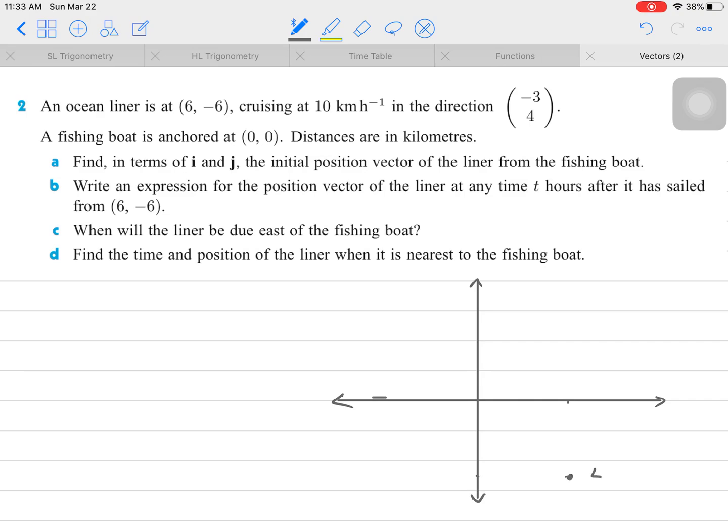So that's the ocean liner at 6, comma, minus 6. And it's cruising at 10 kilometers per hour in the direction minus 3, 4. So minus 3, 4 direction: 3 units to the left side, minus 3, and 4 units up. So some other 3 units to the left and 4 units up. So the line should be, okay, let me just quickly mark this, remark it. Okay, 4 units up.